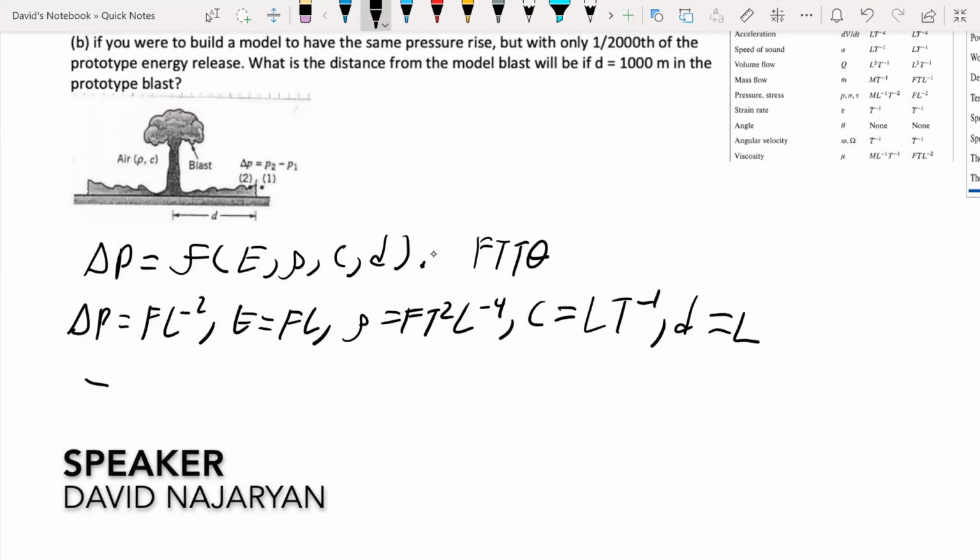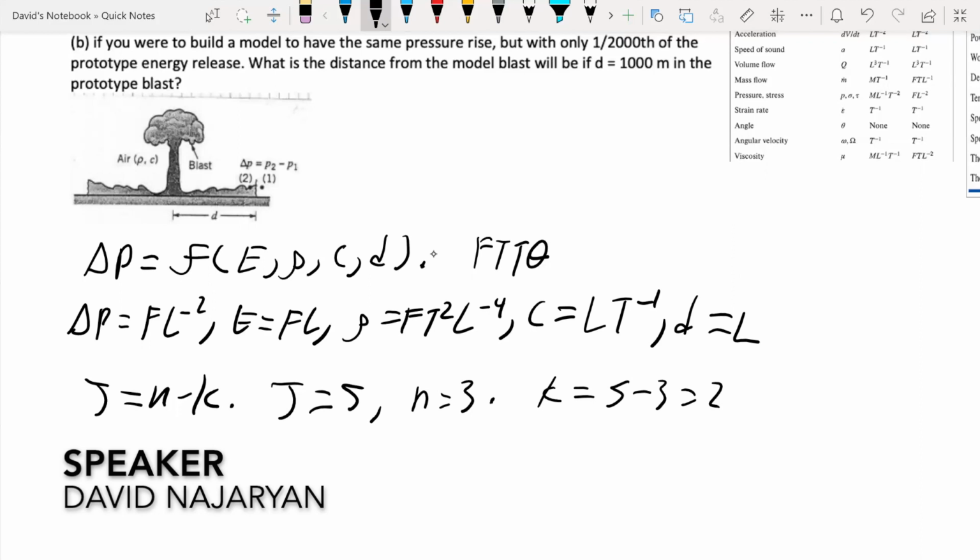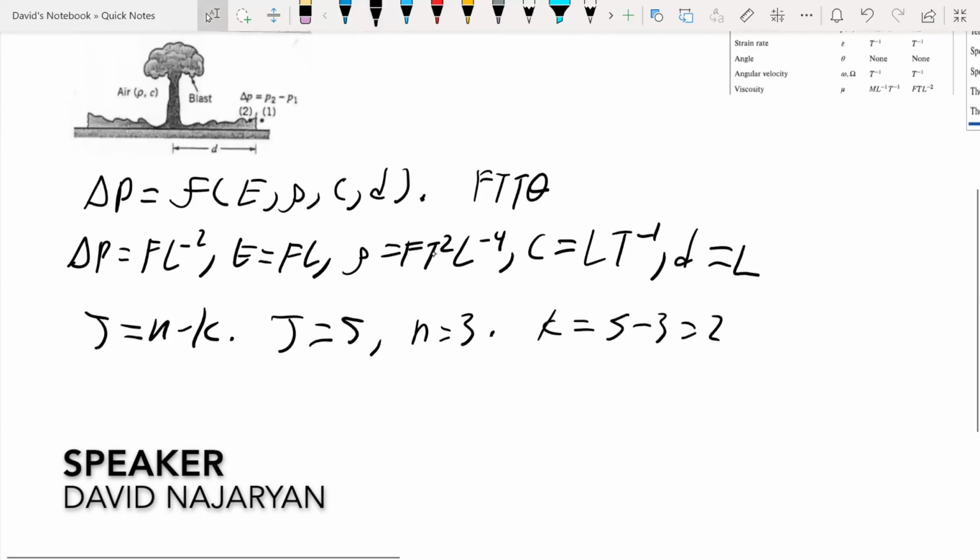By pi theorem, we have k equals n minus j. In this problem, we have 5 terms, so n equals 5. And we only have 3 basic units since we're not using theta, so j equals 3. Therefore, k equals 5 minus 3, or 2. And this 2 represents how many pi terms we have. So we have 2 pi terms. Let's put T for terms. And just by inspection, it doesn't appear that we can use E, rho, and C in the same pi term.